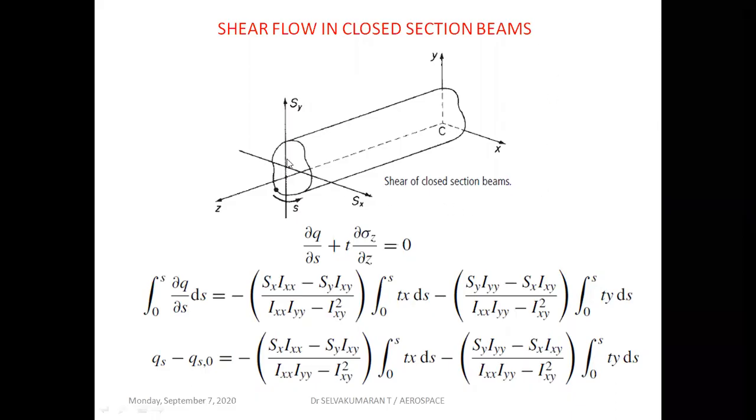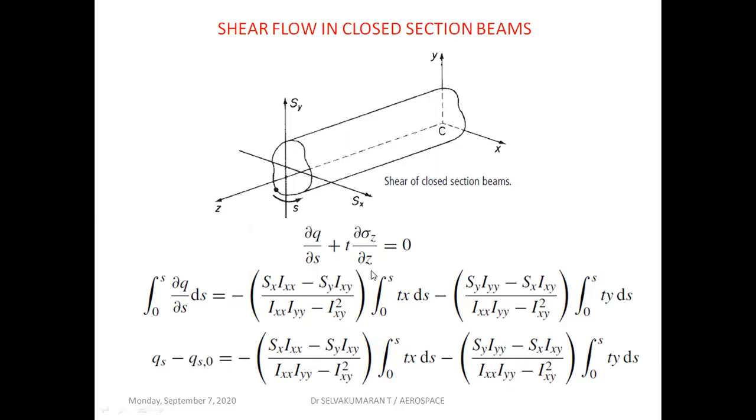Now this is a closed section and let it be subjected to Sx and Sy shear forces in the x and y directions. We obtained this expression in the shear flow in open sections chapter, and we observed that in open sections the shear flow at the open end would be 0, so that's why we have taken this qs naught to be 0. So qs is equal to the remaining expression, which holds good for open sections to calculate the shear flow.